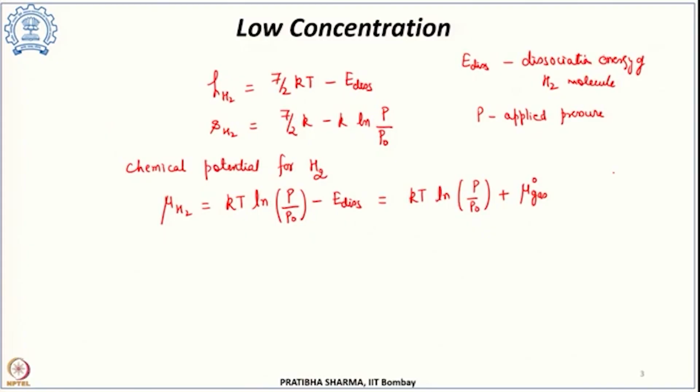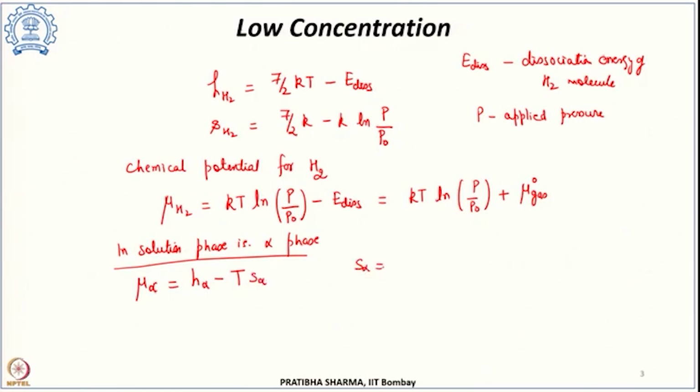Now, let us see the solid solution phase, which is the alpha phase. The chemical potential in the alpha phase is given by the enthalpy in the alpha phase minus T times the entropy in the alpha phase. Now this entropy in the alpha phase is the sum of two terms. The first term is the configurational entropy and the second term corresponds to the vibrational or electronic contributions.